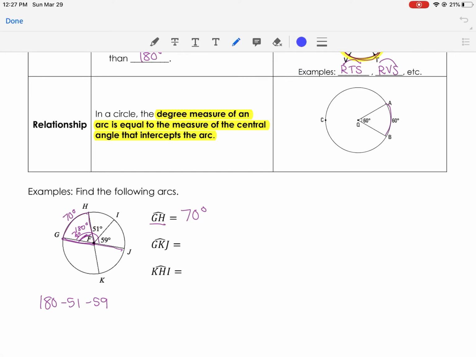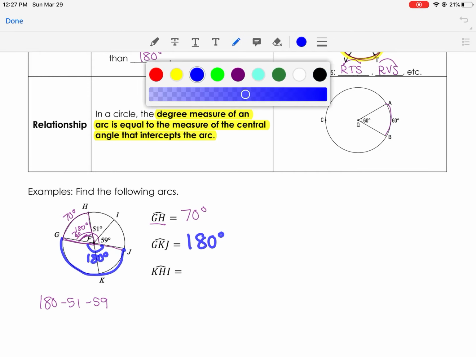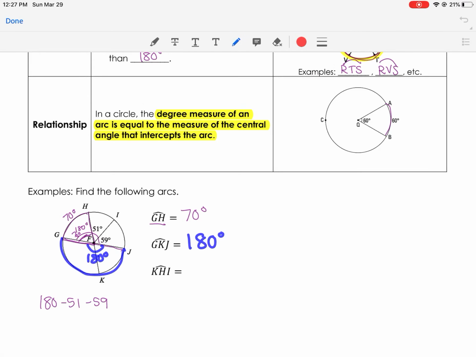Okay, now let's look at the next one. The next one asks us for GKJ. Notice once again we have that diameter that it's connecting, so you should recognize that that's going to be equal to 180. So if this angle here is 180, then the arc also has to be 180.